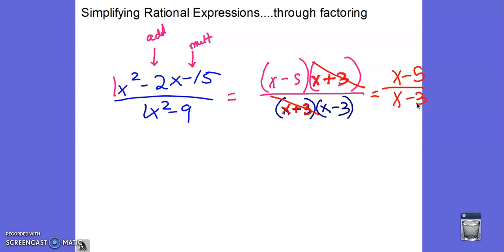Again, some students might be tempted, and again, it's wrong, but some students would be tempted like, oh, x divided by x, so they would be tempted to cross those out and say the answer is positive 5/3.